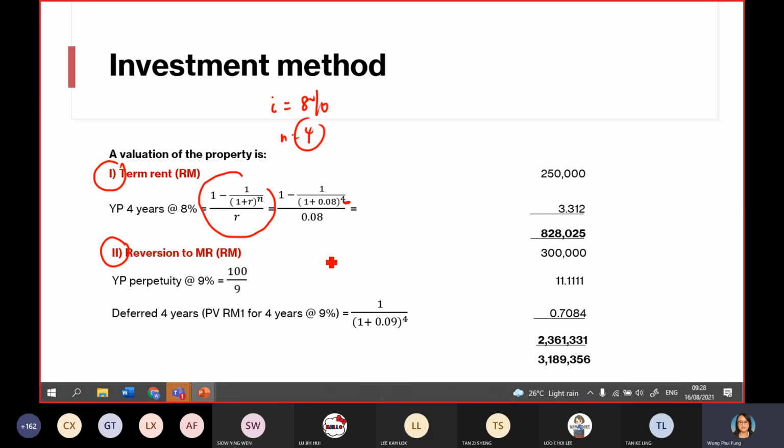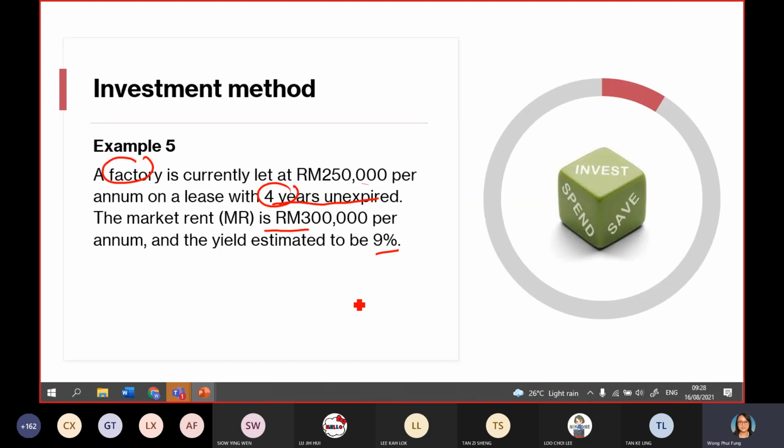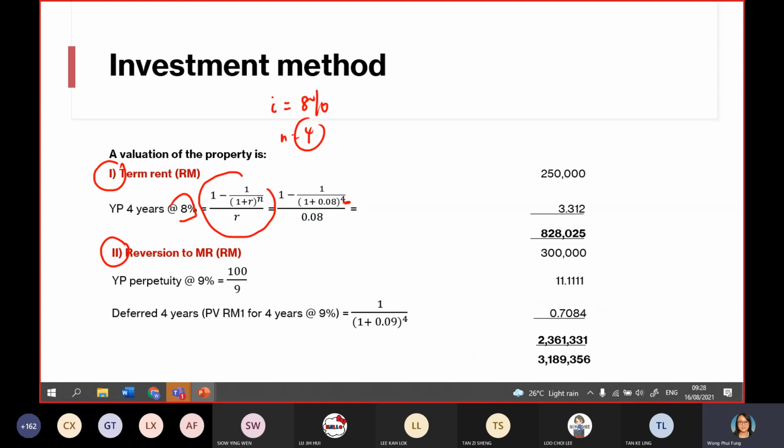Now the question is, where do I get the 8%? In the question, you won't see any 8%, isn't it? You only see 9%. Then the question you will ask me is, why do you want to use 8%? Why not use 9%? The logic is you should use the current yield minus 1%, which means 9% minus 1%.